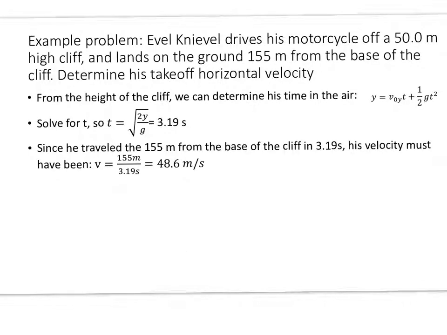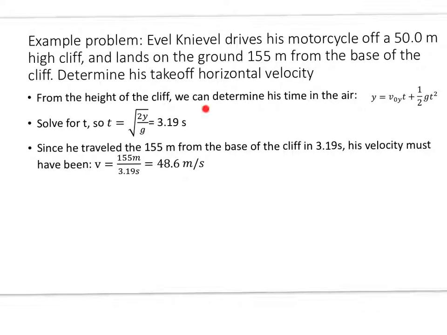So here is a little problem we can solve with projectile motion. The stunt driver, Evel Knievel, drives a motorcycle off a 50-meter high cliff and lands on the ground 155 meters from the base of the cliff. We want to determine his takeoff horizontal velocity.